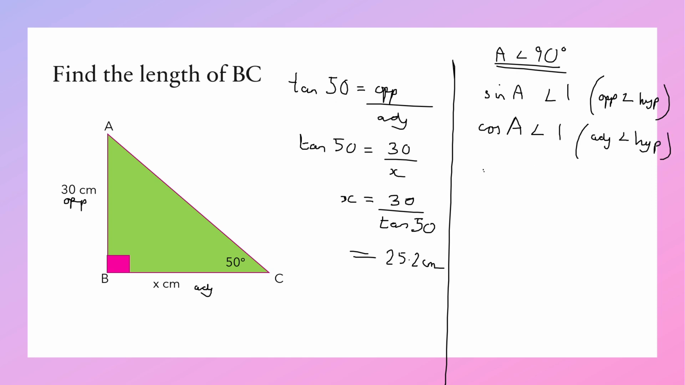Let's have a think for tan A. What do you think the result is? What do you think tan A can vary from? So as we saw, in this case, the adjacent was greater than the opposite in length. Well, let's have a think. If the opposite over adjacent is greater than 1, we're going to get greater than 1. If the adjacent is greater than the opposite, we're going to get less than 1.